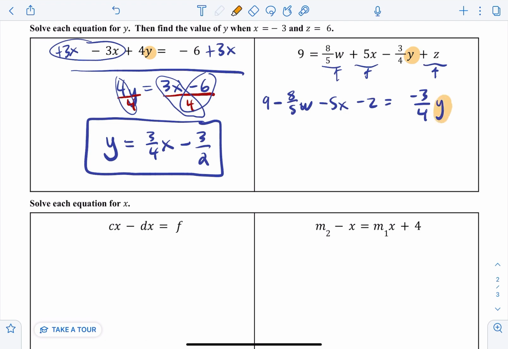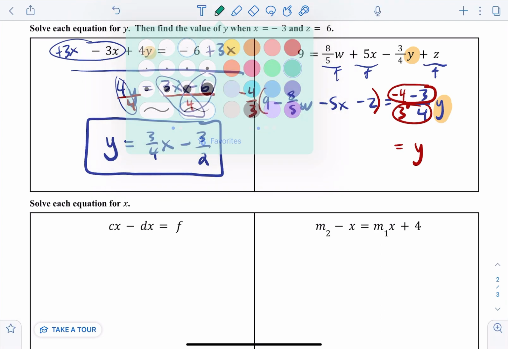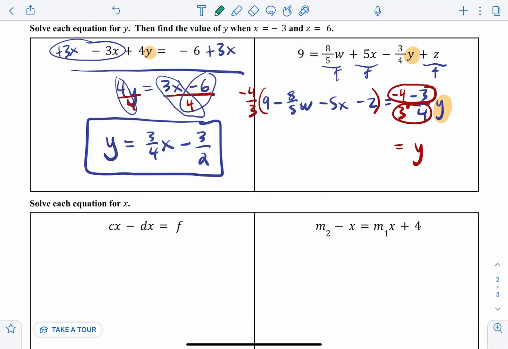And so if now you want to get the y alone, you're going to have to undo the multiplication by negative 3/4, which you can do because if you multiply by negative 4/3, then you're going to get positive 12 over positive 12, which just simplifies down to 1y. So what I did is I multiplied by negative 4/3, and that means that every single term on this side is also going to have to get multiplied by negative 4/3 to keep everything balanced. So we're going to have some distribution going on.